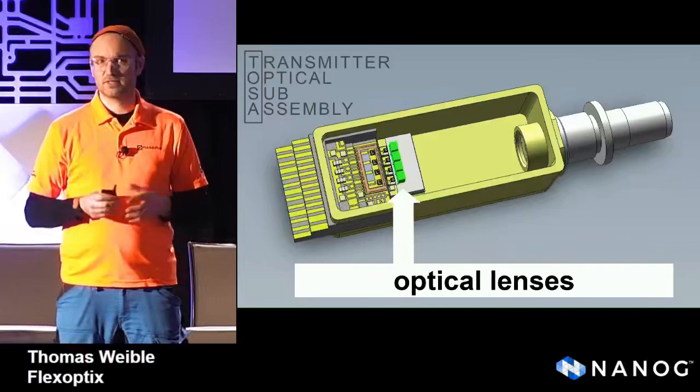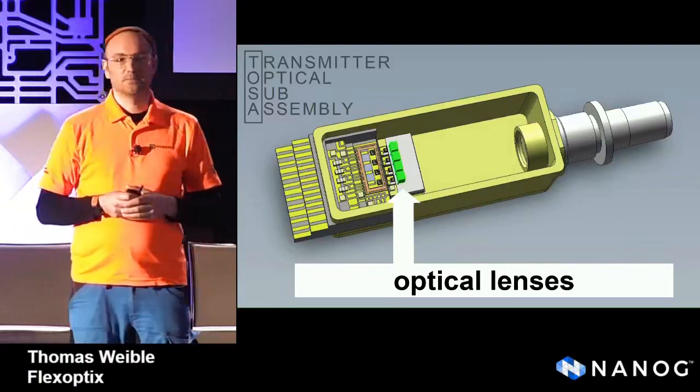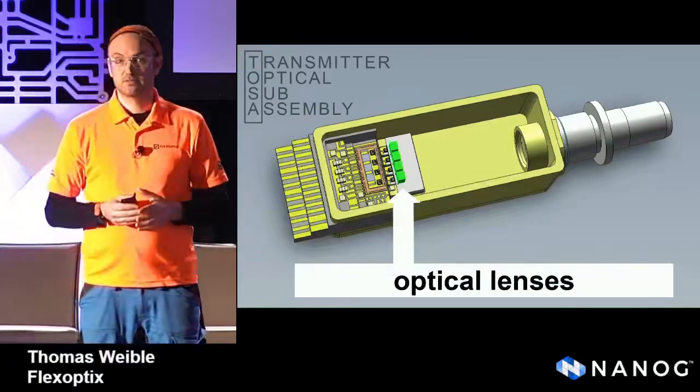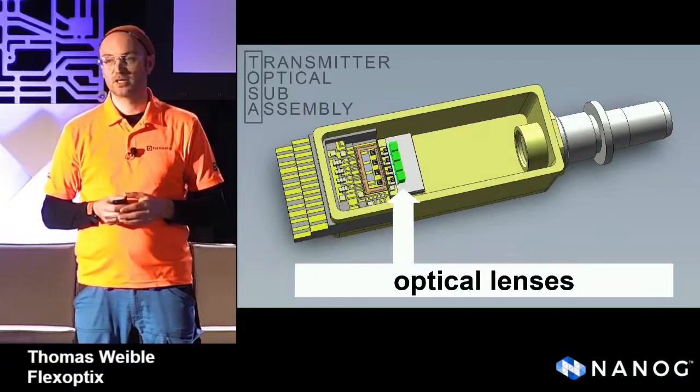This is done in 50 nanometer steps, to move it and wobble it around in 50 nanometer steps. And then we have to fix it there. And that's another big challenge. Actually, this is typically done with UV hardening glue.